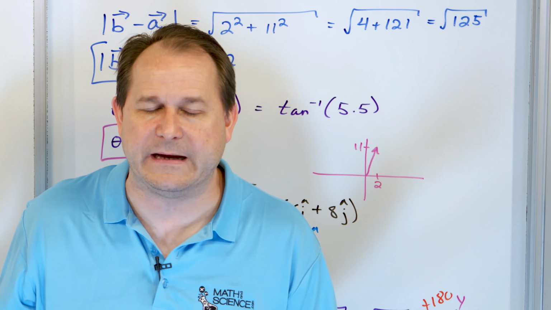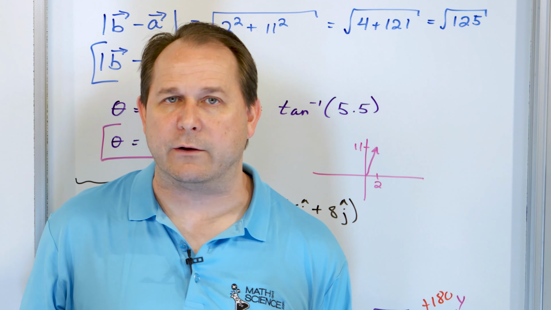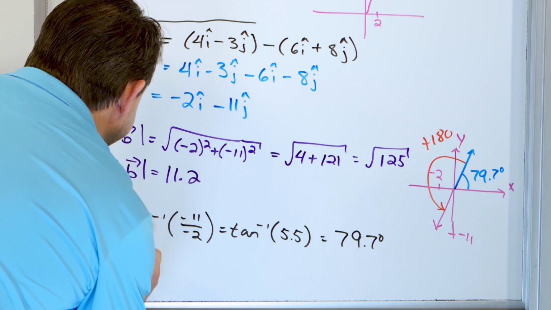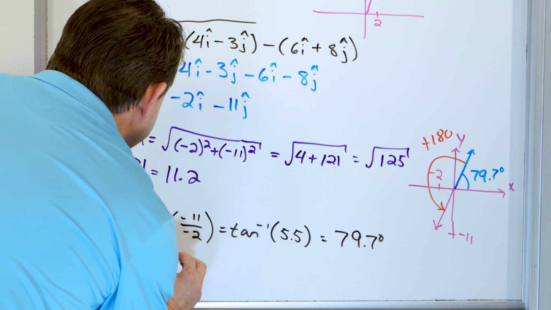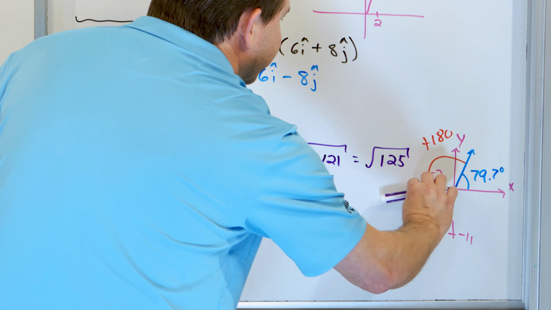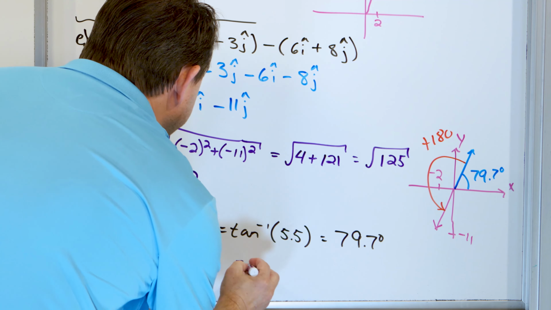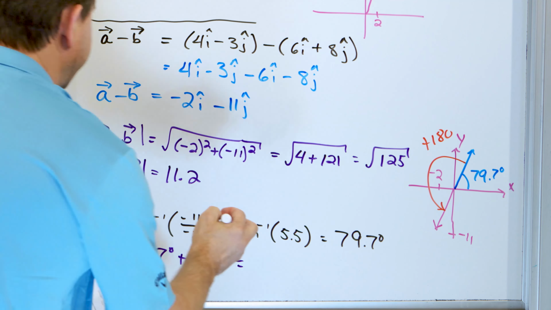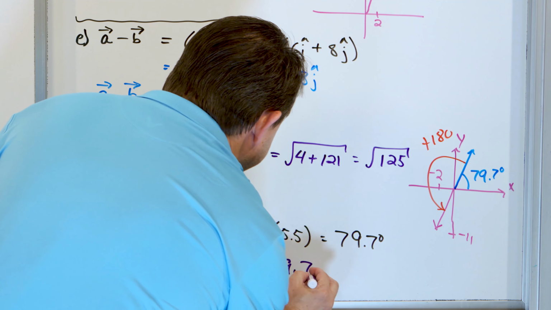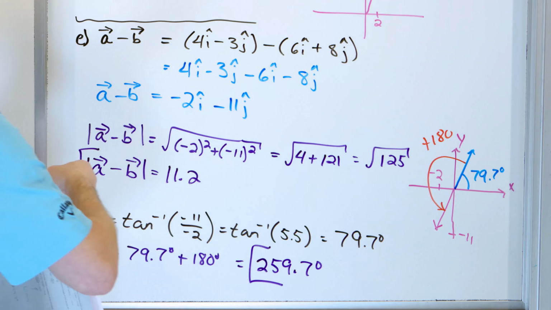It has to assume something, so it just gives you the smallest angle possible. So what we have to do is say 79.7 plus 180, because when we add angles, it's going more and more in this direction. And so when we take 79.7 plus 180, we get 259.7 degrees. This is the correct angle.